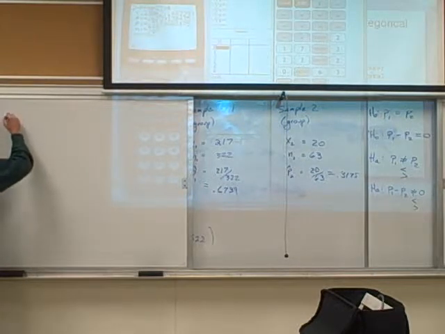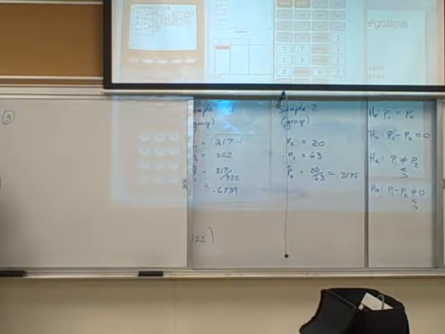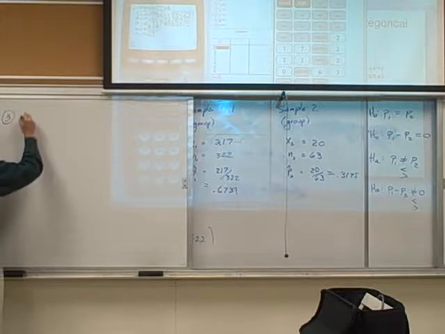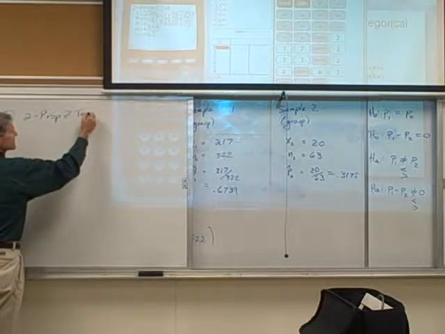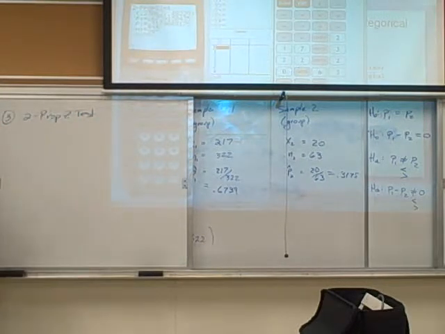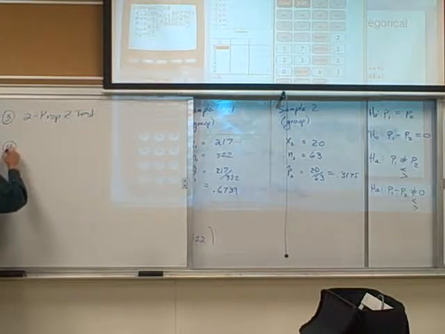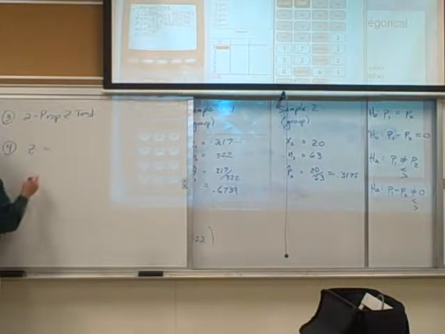Okay, step number 3 is determine the correct procedure. And what did we say that would be? 2 prop Z test. We did 2 prop Z int to do the confidence interval. We'll do 2 prop Z test to do a hypothesis test. Step number 4 is to compute the test statistic, which is a Z, and the p-value.